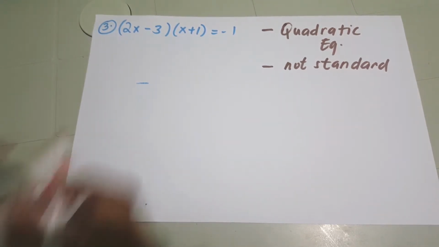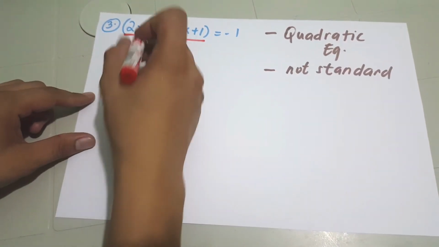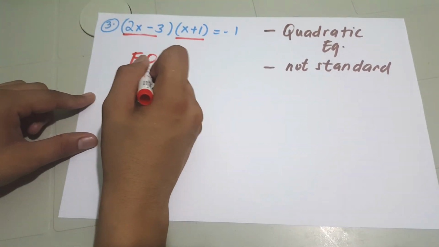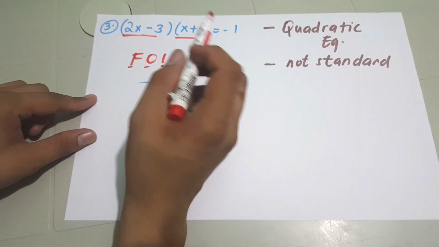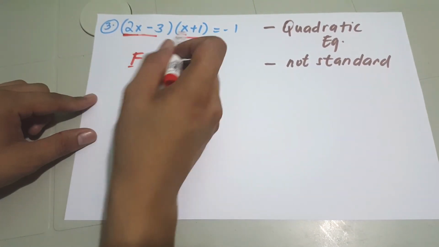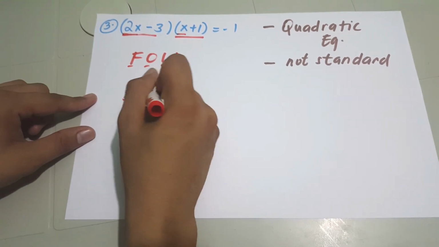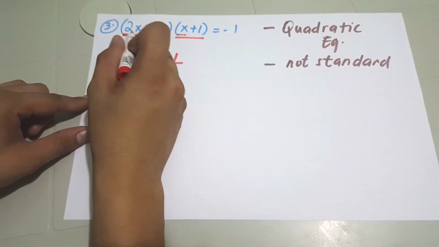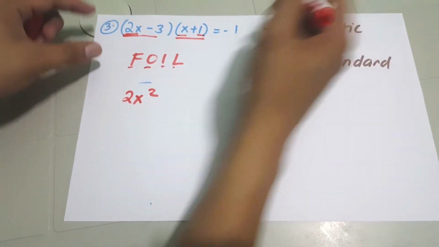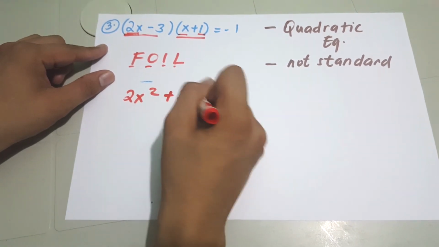Okay, simple. Binomial, multiplication of two binomials, FOIL. First, outer, inner, last. Okay. So, first nito daw, at saka first nito, pag multiply mo, 2 times x, 2x times x, that is 2x squared. Outer. Yung outer dito, tsaka yung outer doon, outer na sa labas. Okay, 2x times 1, that will be plus 2x.